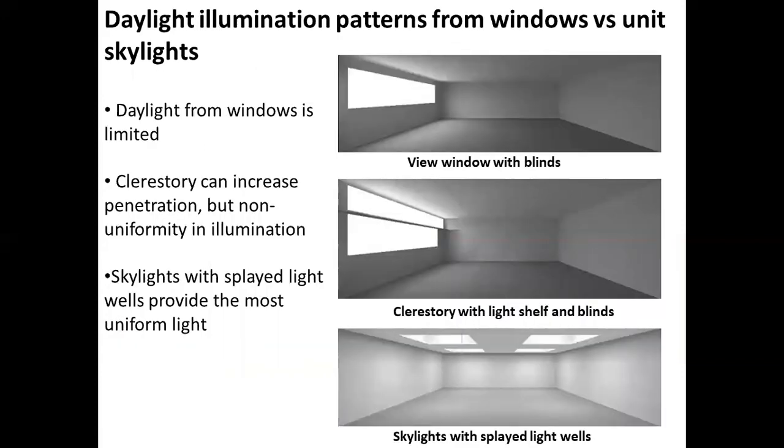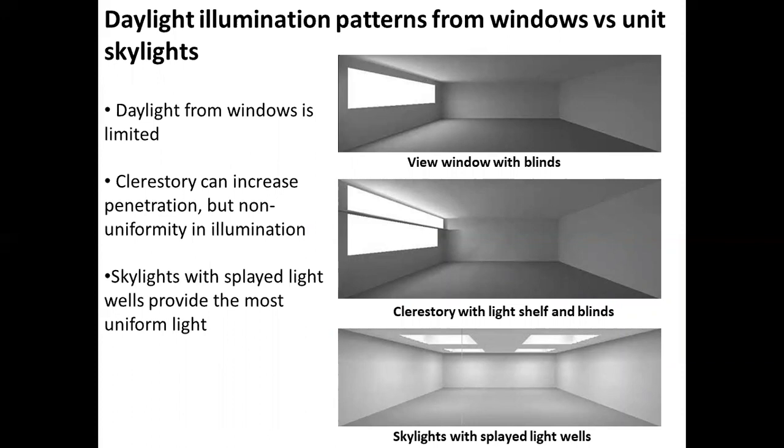Now see, these diagrams are showing the light inlets. Light inlets means openings or fenestration in the building enclosure. It is showing the patterns of light, daylight illumination from window versus unit skylight.